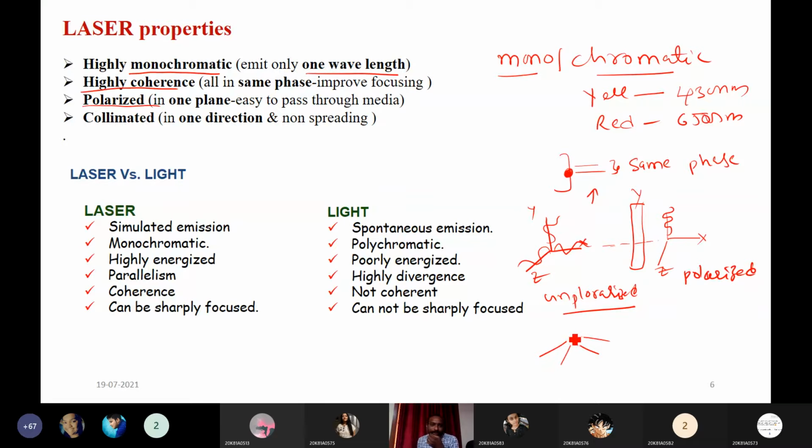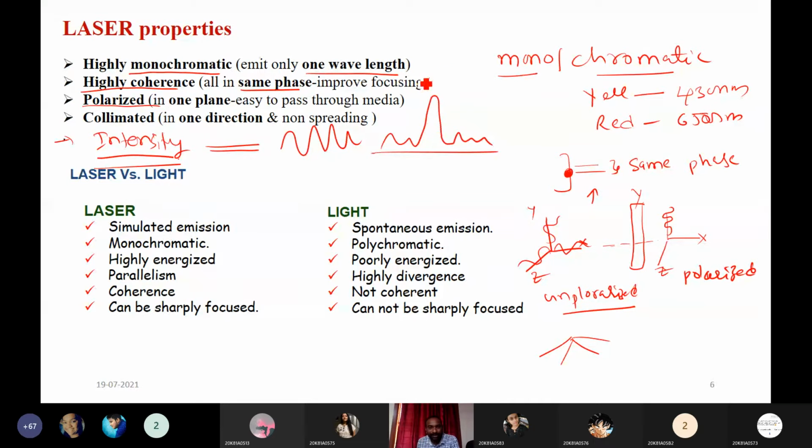And one more thing is that the intensity is also very high. If you see movies, you will see laser barriers, laser protection. If you touch that laser beam, your hand will be cut immediately, because it has very high intensity. Why does it have high intensity? Because all the light is in the same phase, there is constructive interference. That means intensity will be higher at the center.